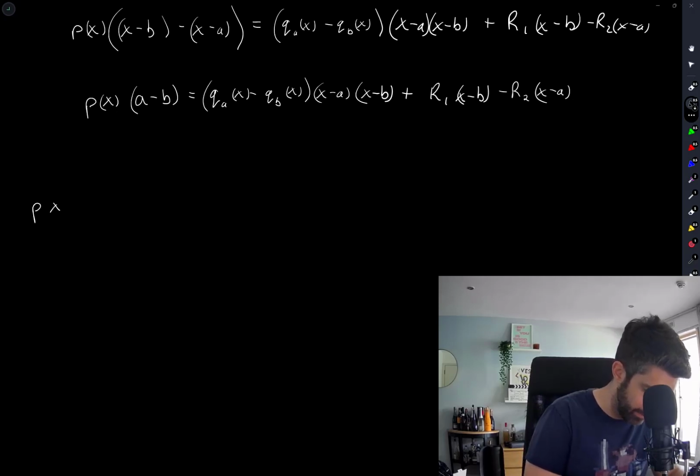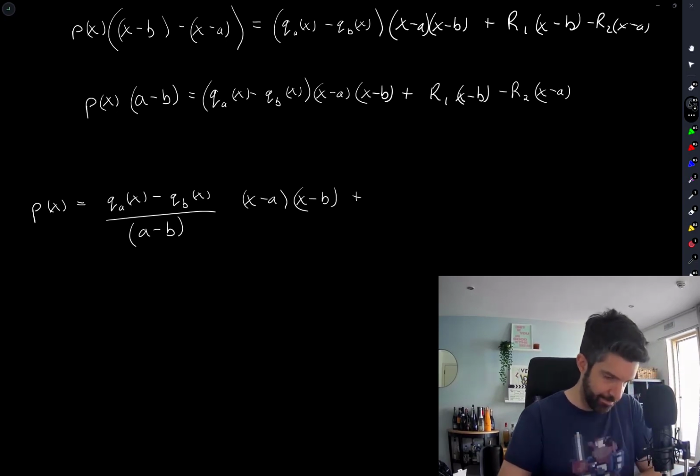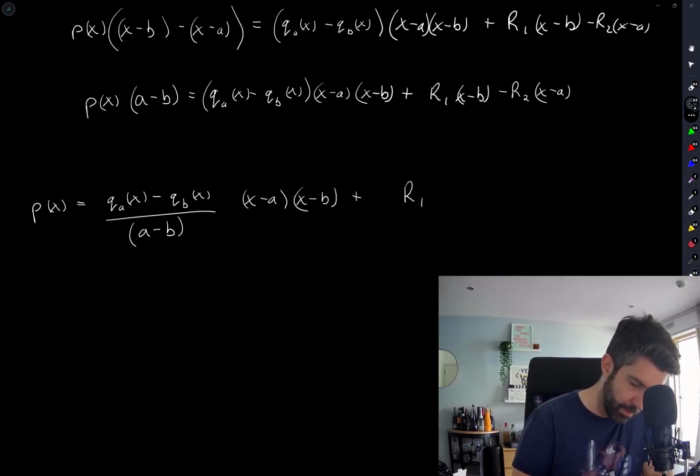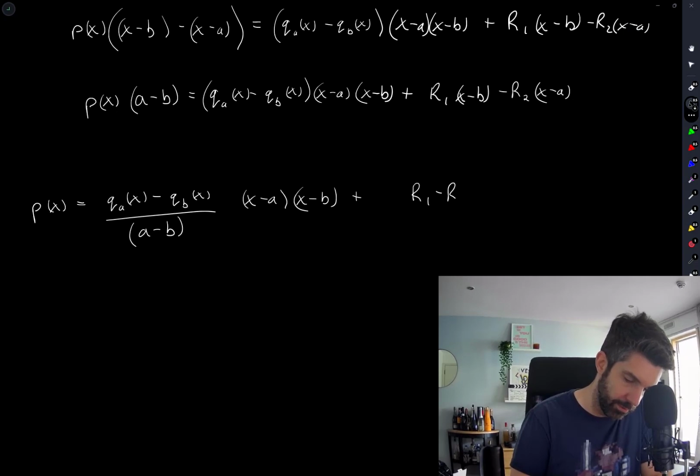So I now have p of x is equal to qa x minus qb x divided by a minus b, times x minus a, x minus b, plus r1 x minus b. Let's rearrange this to make it look like what we're trying to show. So this is an r1 minus r2 x plus r2 a minus r1 b, all divided by a minus b.